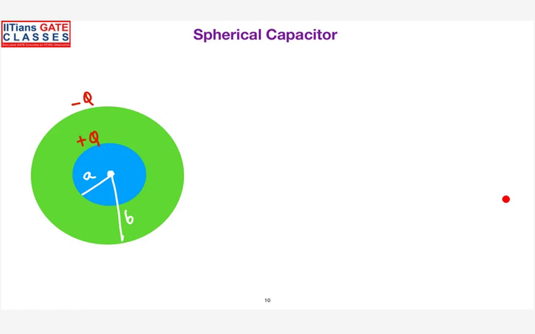Spherical capacitor means you can see here, this is my inner conductor distributed with a charge of Q, and this is my outer conductor distributed with a charge of minus Q. A is the inner conductor radius and B is the outer conductor radius. So here also there will be some capacitance between inner conductor and outer conductor, right? Because one is positively charged, the other one will be negatively charged, and in between there is a dielectric medium. So how to find out the equivalent value of capacitance here?